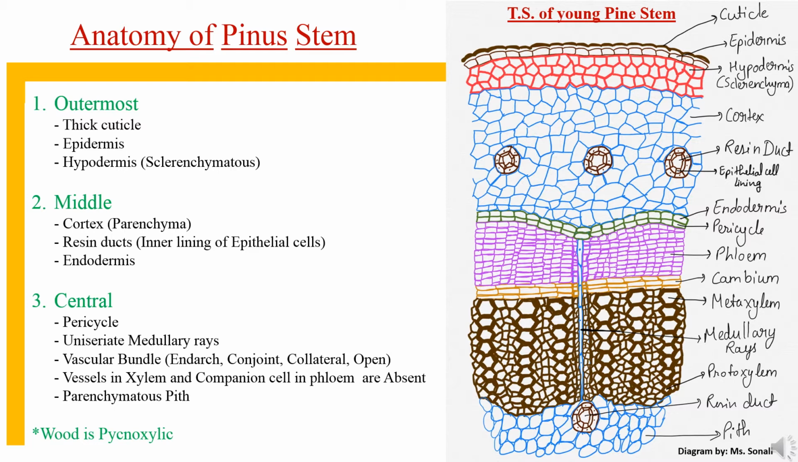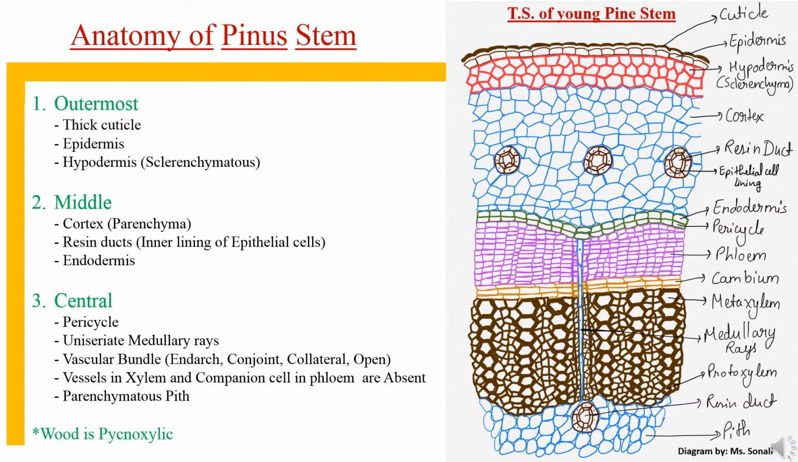Next is the middle region, made of cortex, endodermis, and resin ducts in between the region. Parenchymatous cells make major portion of cortex. In between these cells are present resin ducts. Ducts are lined with epithelial cells on inner side. Towards the center, single layered endodermis is present.